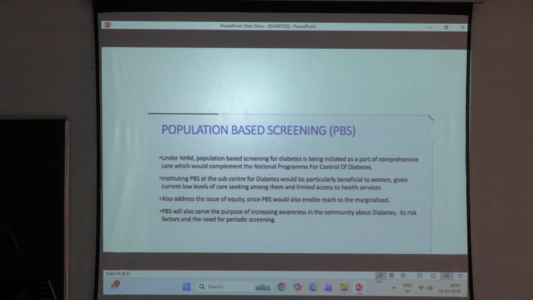So here we are also doing population-based screening. That is, population-based screening is being done under the National Program for Control of Diabetes. This would be particularly beneficial to women. Okay. So this is being done at some places.